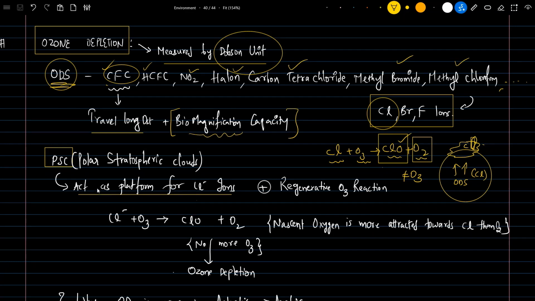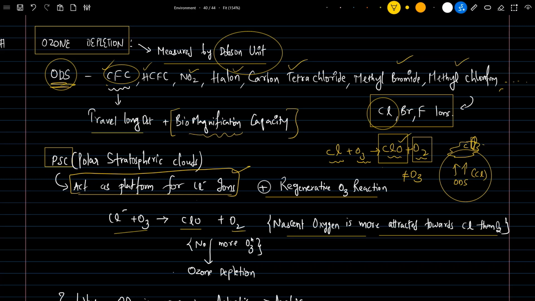Yeah. So what we are saying here, polar stratospheric clouds act as a platform for chlorine ions, combined with the regenerative O3 reaction. See here, it is the same: Cl plus O3 leads to ClO plus O2. It means nascent oxygen is more attached towards the chlorine than O2.